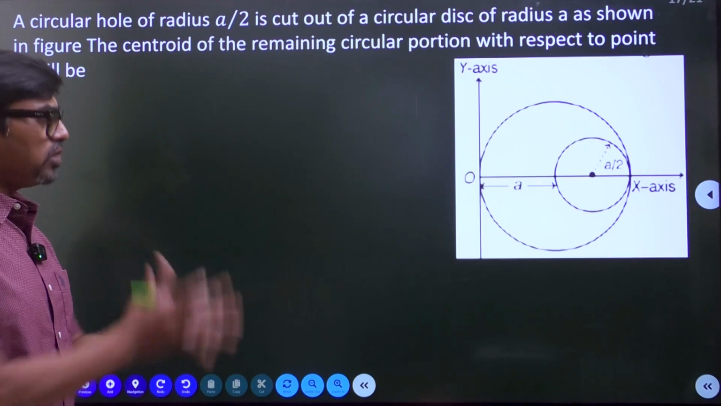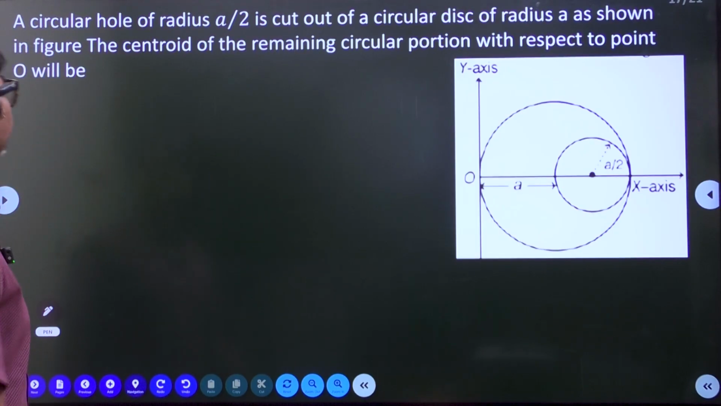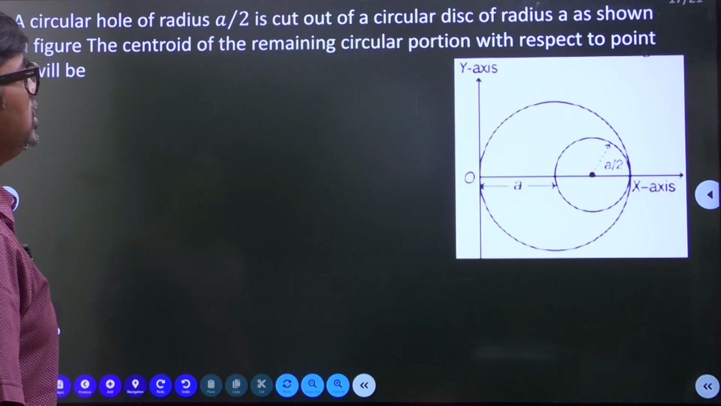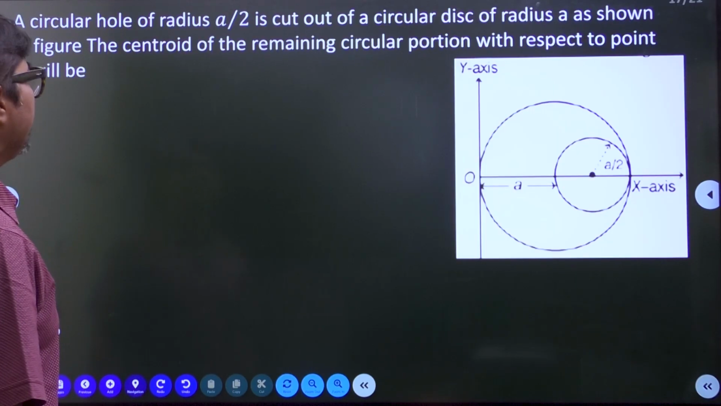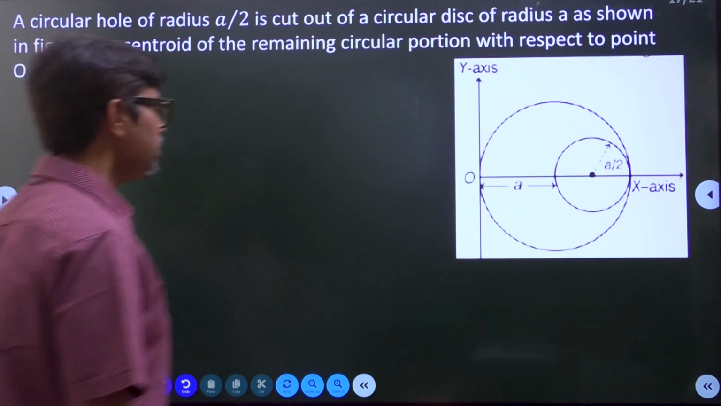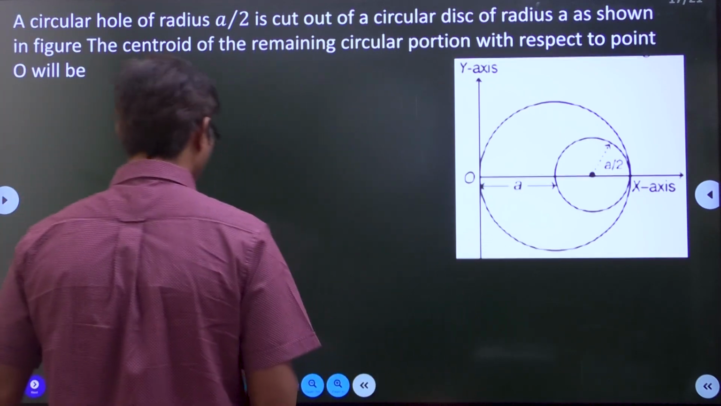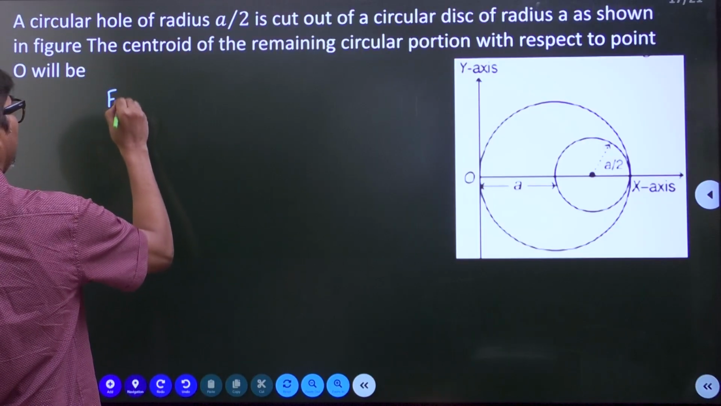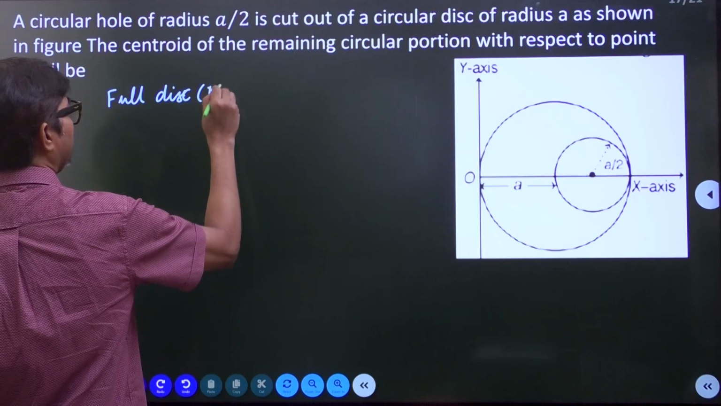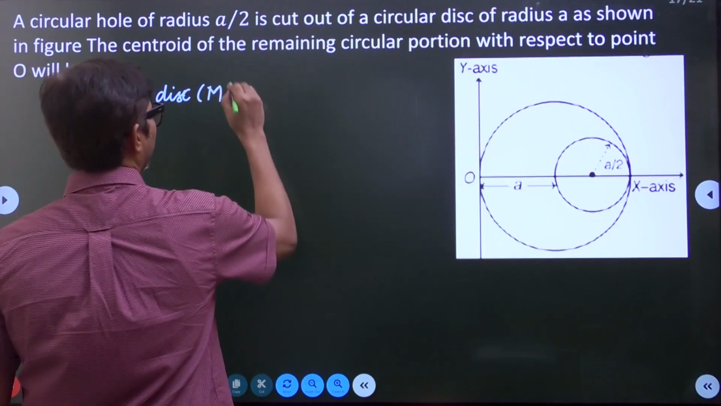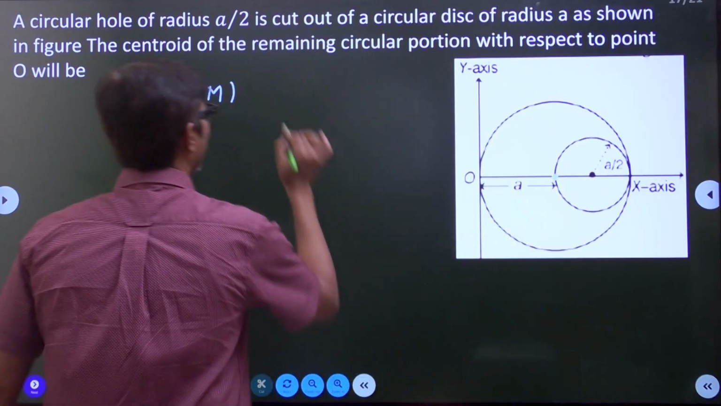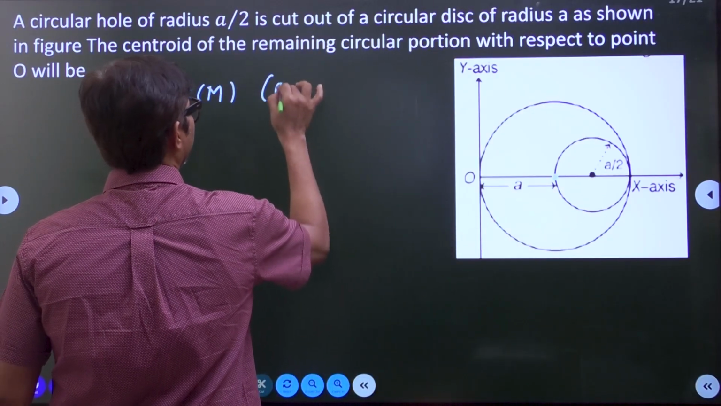Yeah, this is one important model, cutting up the material. A circular hole of radius a by 2 is cut out of a circular disc of radius a, as shown in the figure. The centroid of the remaining circular portion with respect to the point O would be? All right. So now if I take a full disc, let us call it mass capital M. What will be the coordinates of that? So that is going to be here, no? So that's going to be a comma 0.